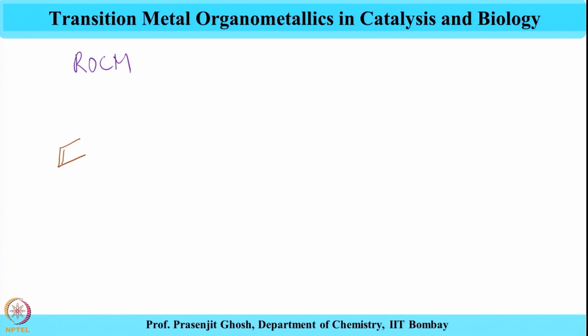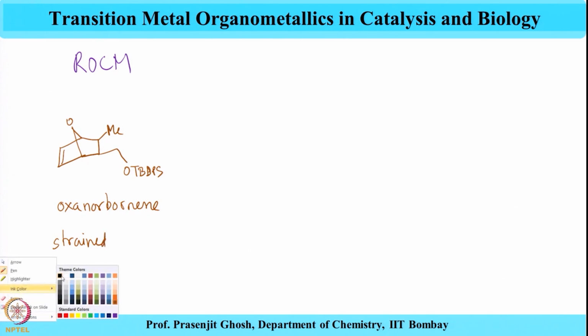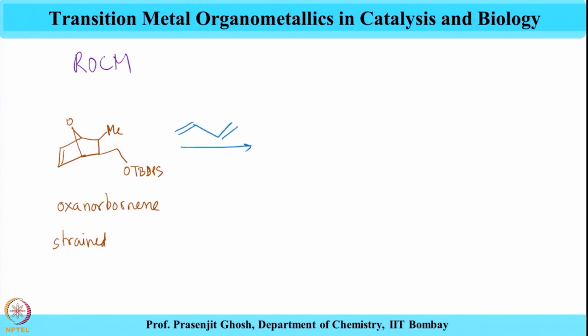So, here too one starts with a strained oxanorbornene, which is a highly strained ring, that reacts with butadiene to give the corresponding ring opened cross metathesis product.